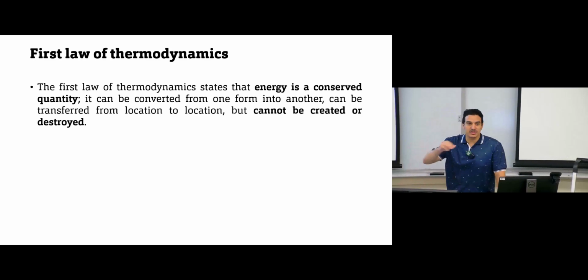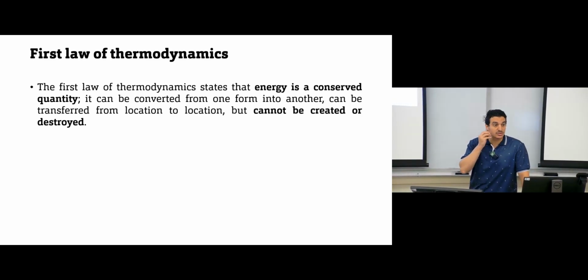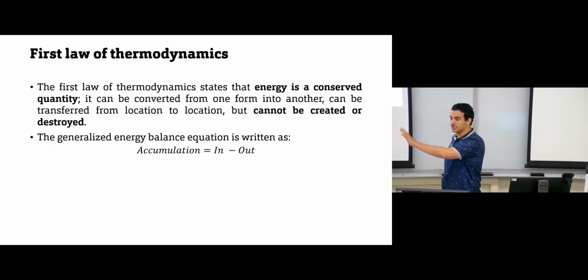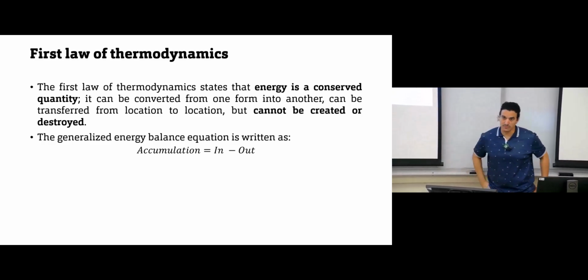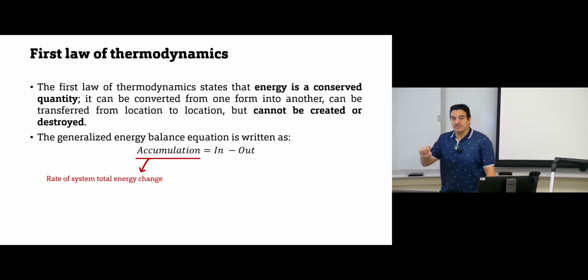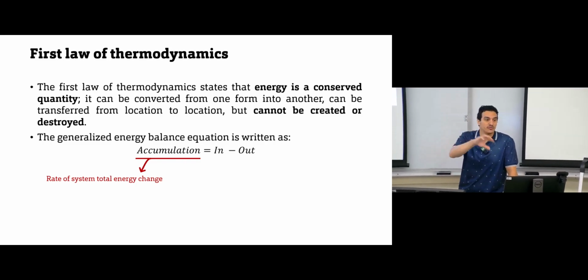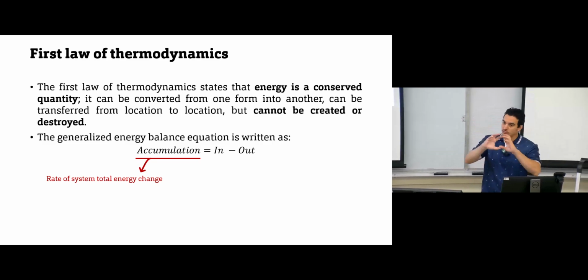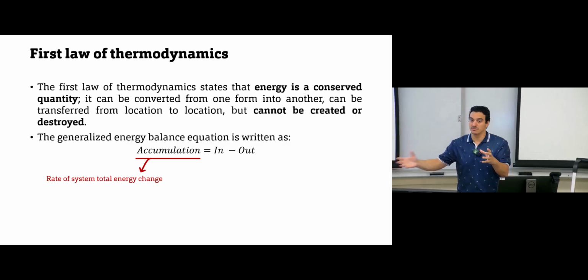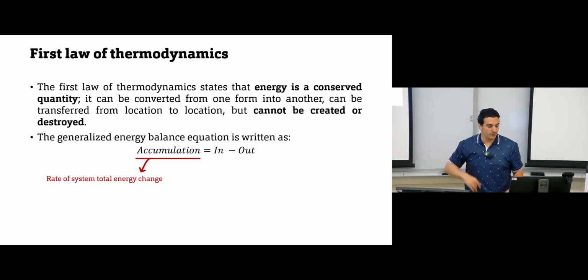Let's go to math. In math, how can I represent this principle or this law? Similar to conservation of mass, accumulation is in minus out. So what is the accumulation term? Accumulation is the rate of change of total energy of the system. So if you focus on the energy content in the system, see how this energy content is changing with respect to time. Rate of energy change for the system.